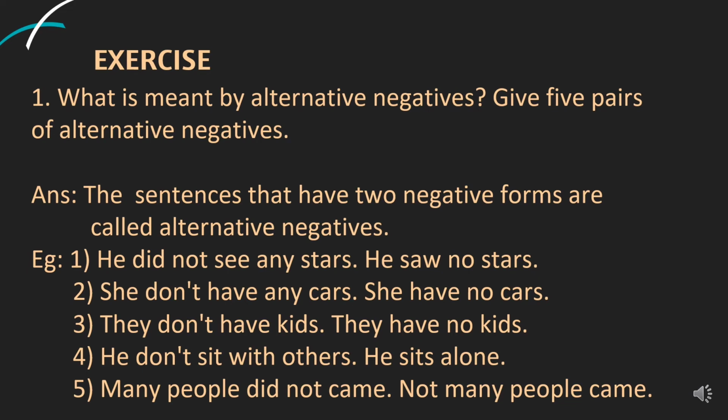First question: what is meant by alternative negatives? Give 5 pairs of alternative negatives. The answer: the sentences that have two negative forms are called alternative negatives. The examples of alternative negatives are: "he did not see any stars." The alternative negative is "he saw no stars."